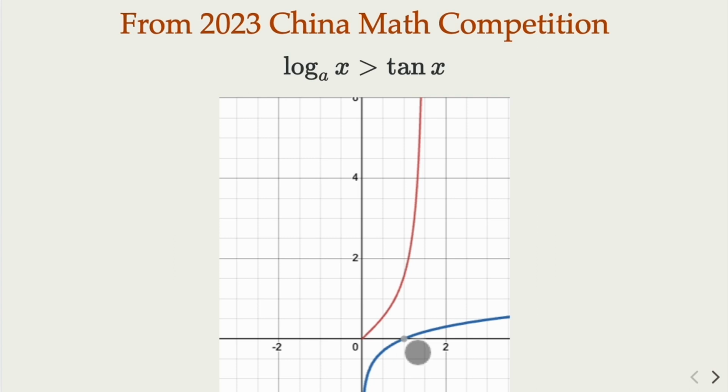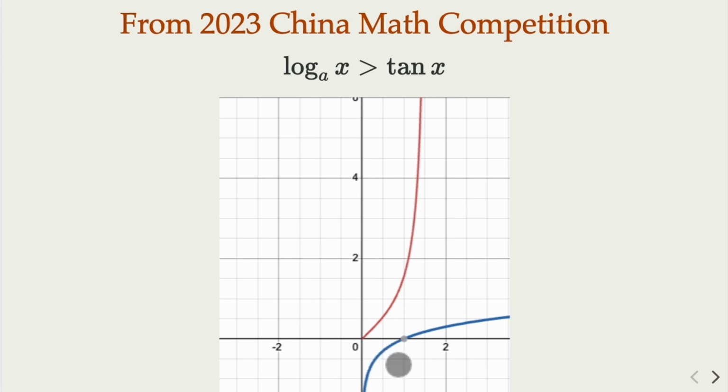So which means this base a must be something that will make the value between 0 to pi over 4 less than 1 here, and this blue curve somehow bigger than the red curve, the tangent curve. That's only possible if the base a is smaller than 1. When base a is greater than 1, the curve is going to be some shape like this, all right? But if you have base less than 1, you're going to flip the sign.